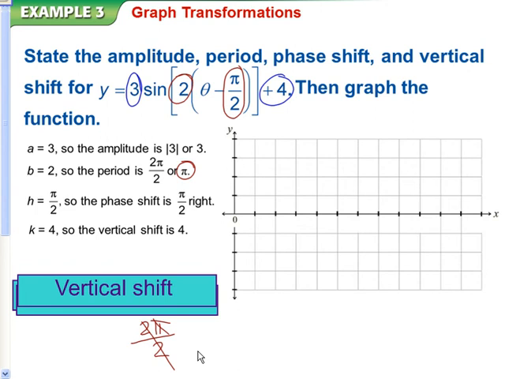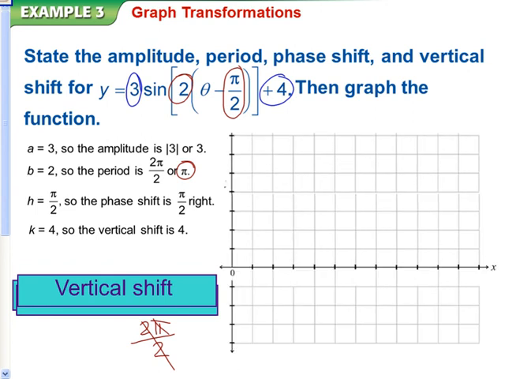So perhaps we want to extend this paper just a little bit. Okay, I've modified my paper now, so I actually have room to graph this. So my midline is going to be at 4. I'm going to just draw a light dotted line here. That's going to be our guide. Now our amplitude is 3, so it's going to go up 3 and down 3. So it's going to go up to this line and down to that line.